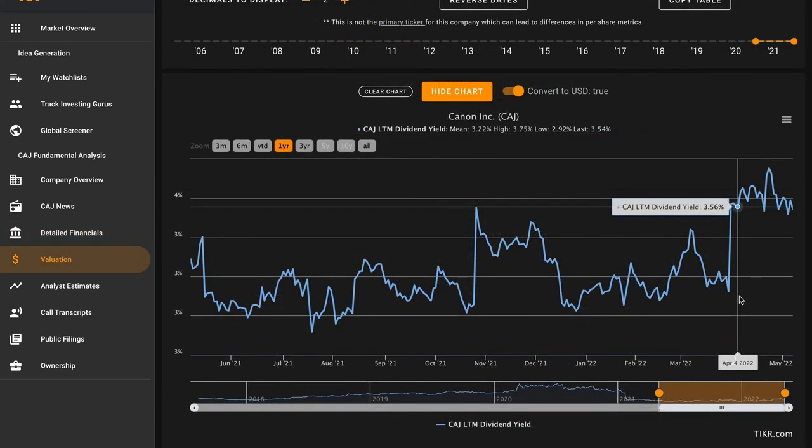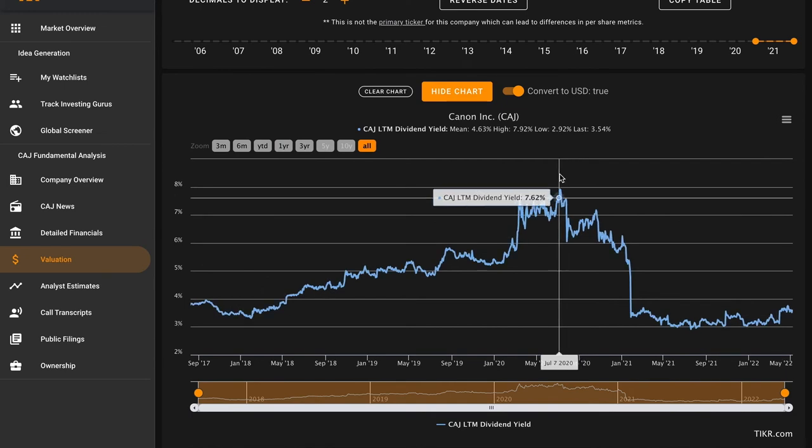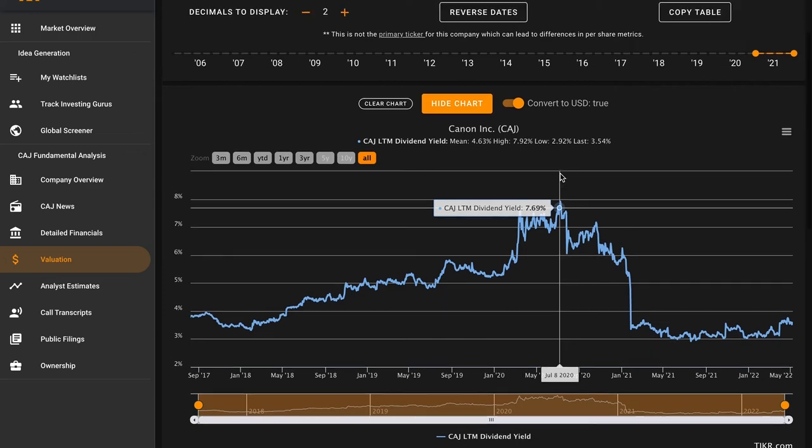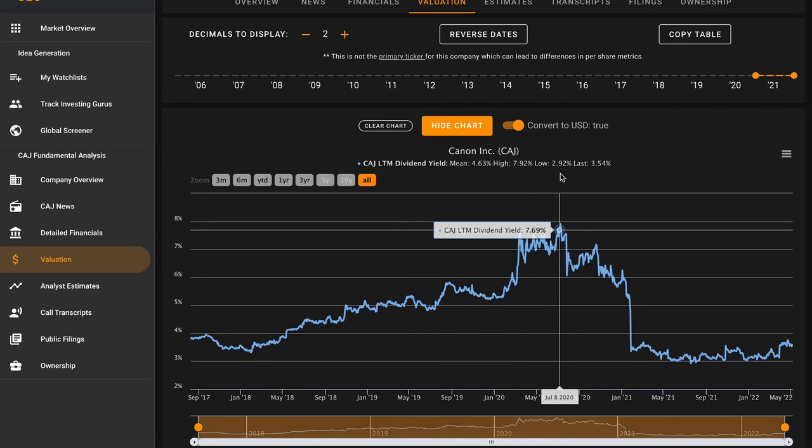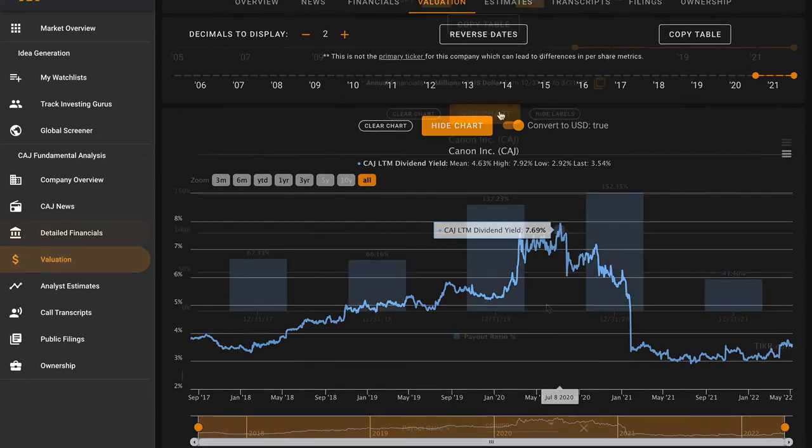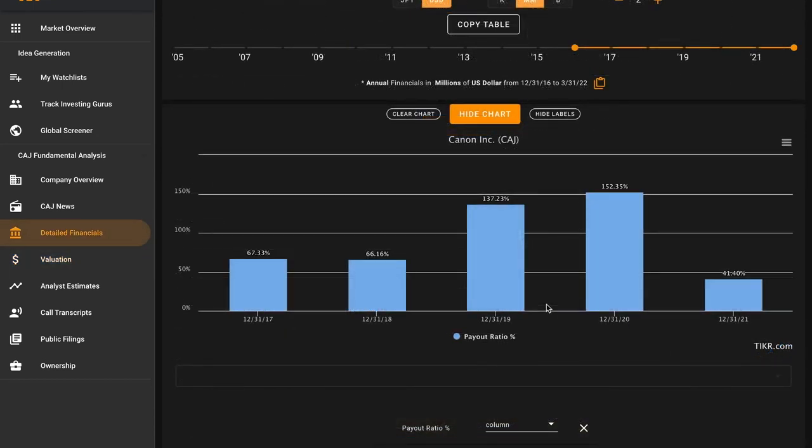Canon currently pays a dividend yield of about 3.5%, which is more than double what the S&P is at right now. And if we go back 5 years, we can actually see that at one point in time in July of 2020, Canon was paying a nearly 8% dividend yield. But this doesn't tell us the whole story. So we want to determine if this yield was supported by their cash flows. To determine that, we're looking at their payout ratio.